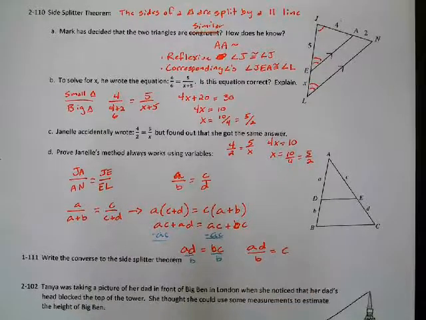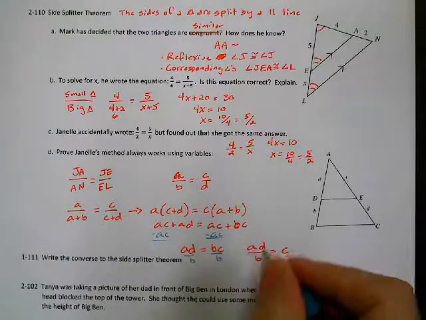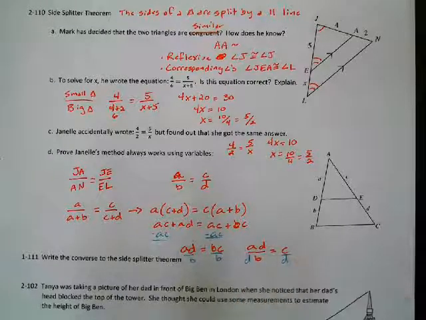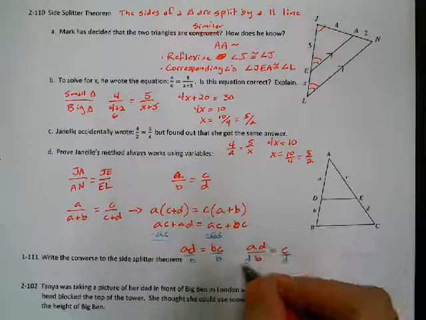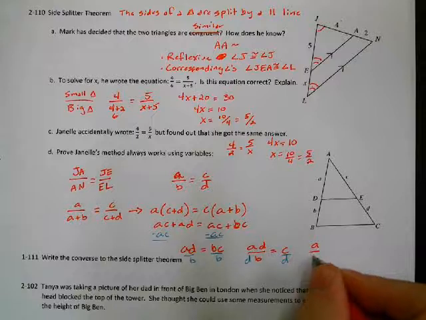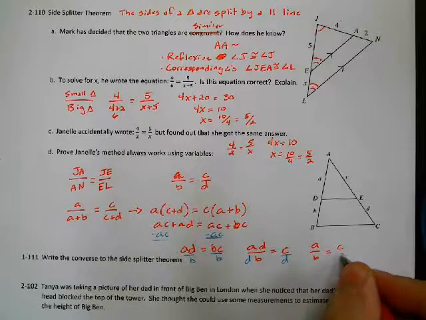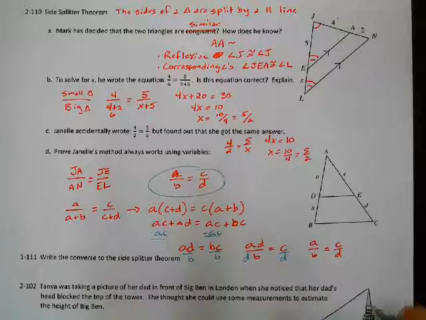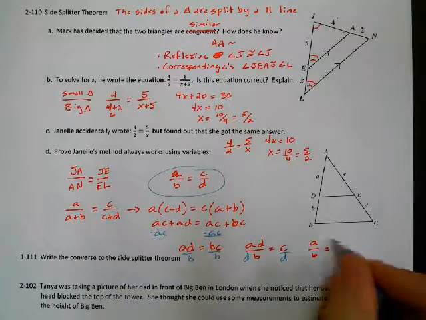divided by B equals C. And now I'm going to divide both sides by D. And that leaves me with the D's canceling over here. A over B equals C over D, which is exactly what I've got right there. That's a side splitter. We just proved side splitter is always going to work using algebra.